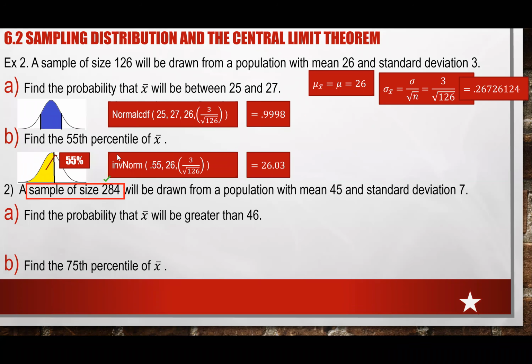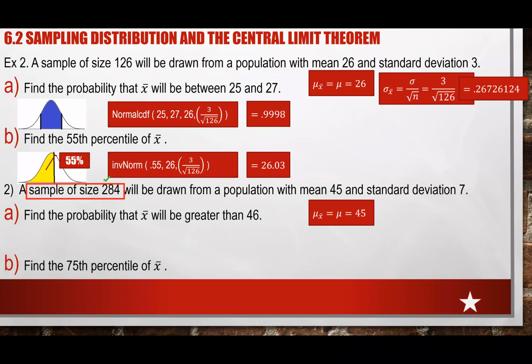Now, we need to know that in order for us to do the probability or percentile, we need to know the mean, and the mean for the sample is the same as the population. So in this case, whatever your population mean is, it's the same as your sample mean. The only item that we need to convert in 6.2 is this standard deviation, to become a standard error.